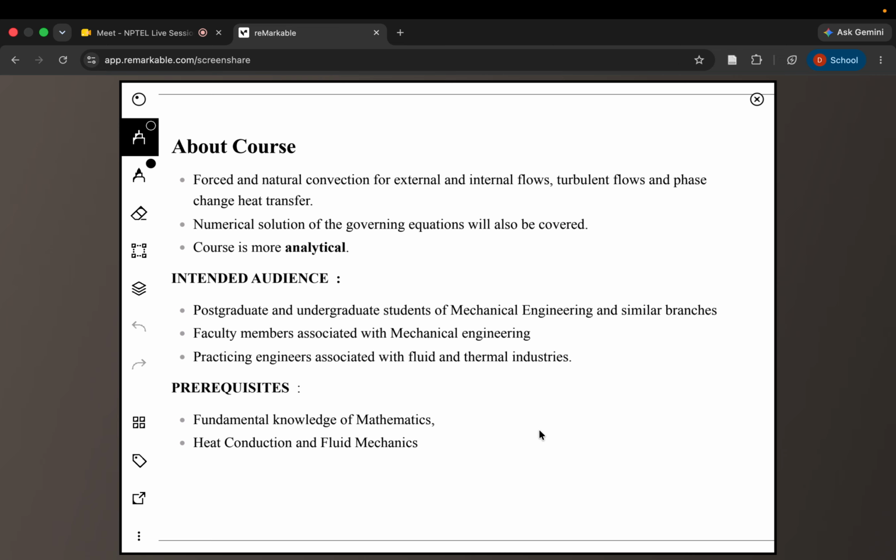Prerequisites require you to have basic knowledge of mathematics. Essentially, I mean the differential equations.